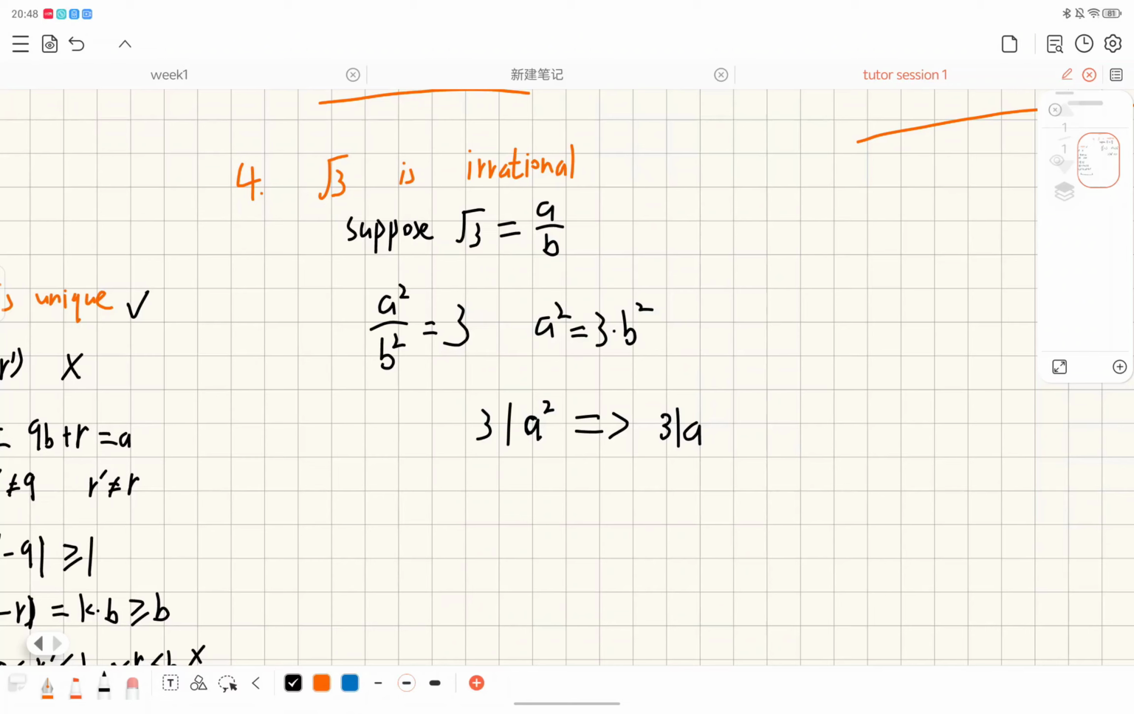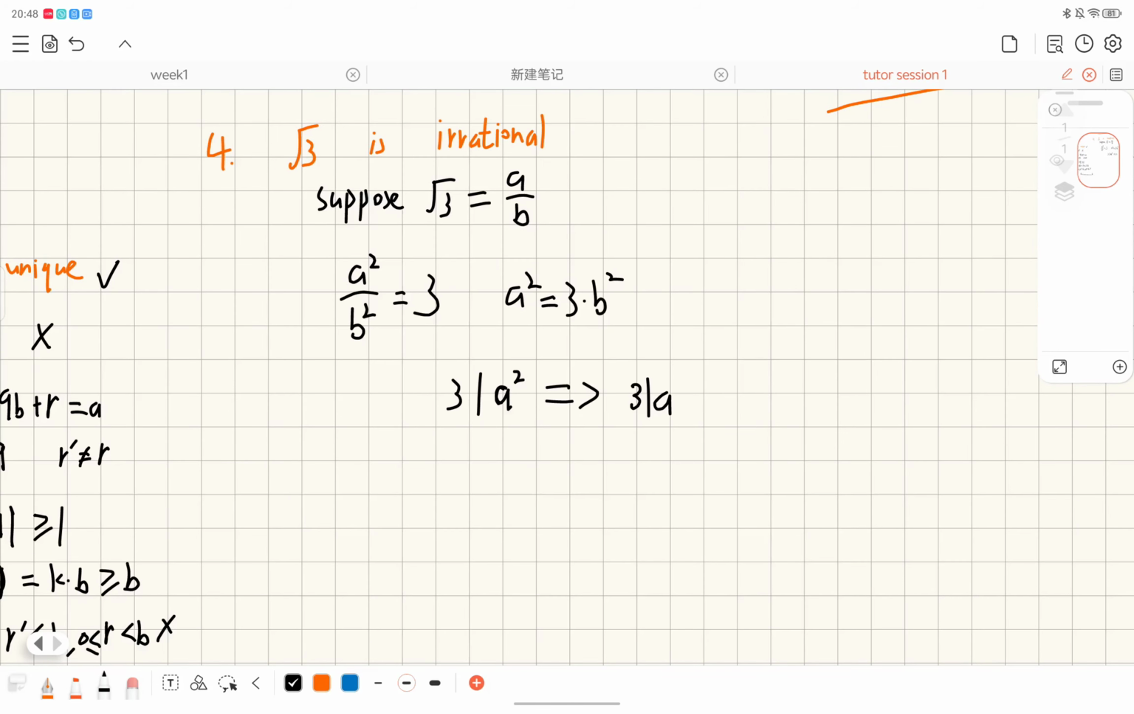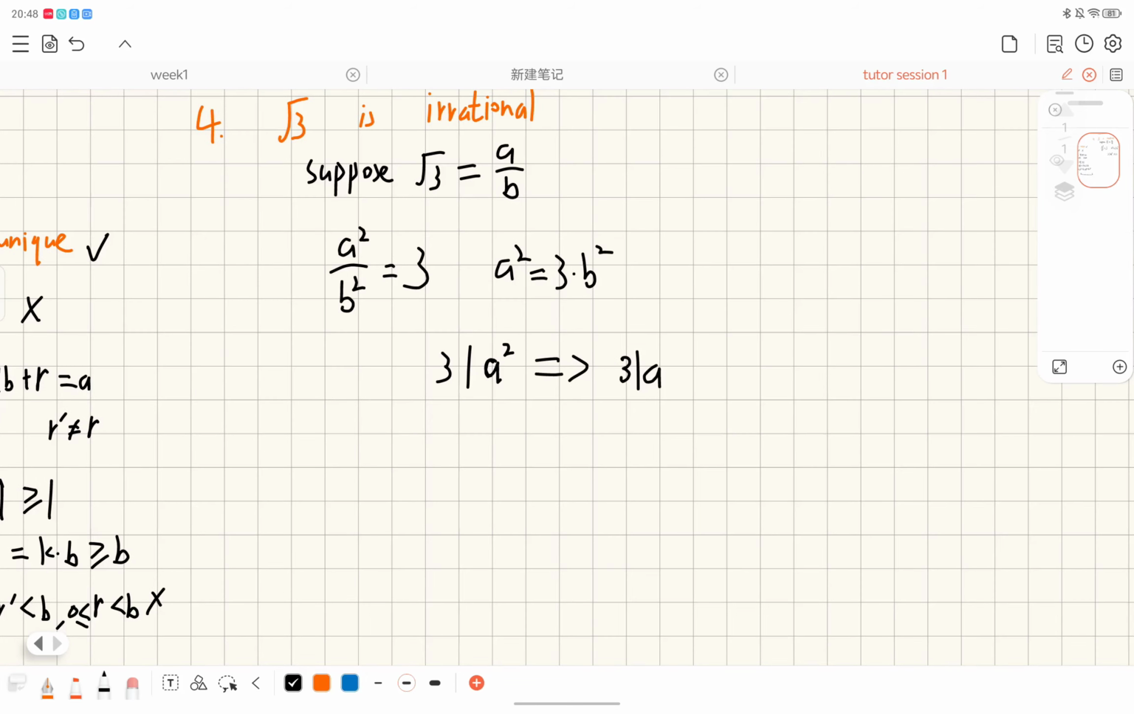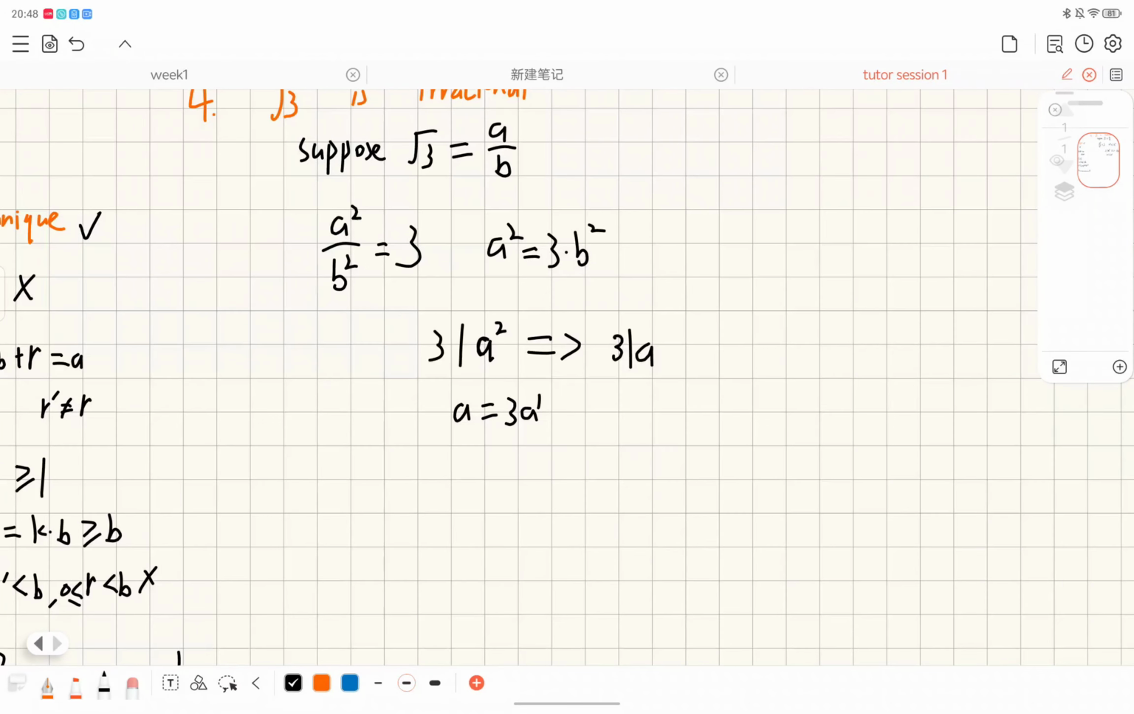Can you understand this one? Because consider if A doesn't have a factor of 3, then A square cannot have a factor of 3, because A square has to have a factor of 9, something like that. Okay, so we can write A equals 3A', where A' is some number.